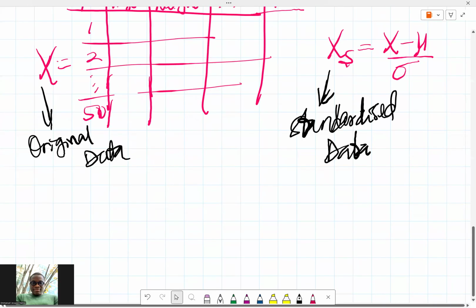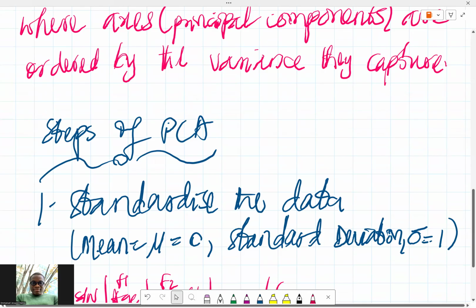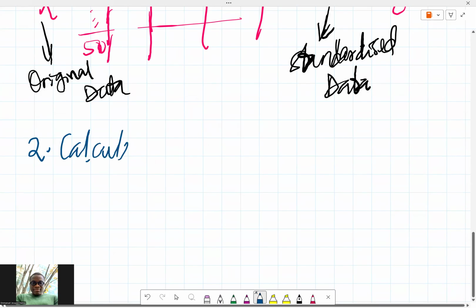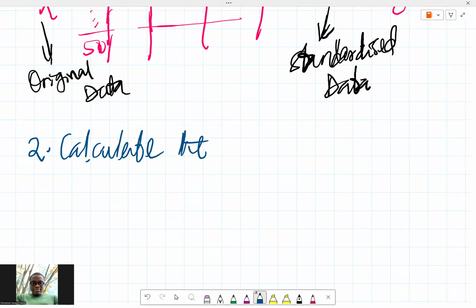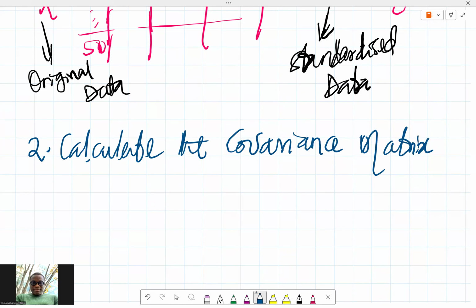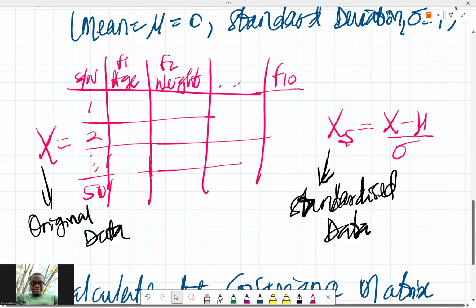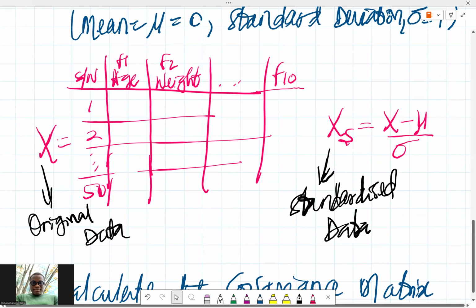Now the second step is to calculate the covariance matrix. That's the next thing after you standardize the data. And the covariance matrix captures how each pair of features varies together. For a data set X with M features, like in our case, our data set has 10 features, age, weight, and whatever else you're interested in.